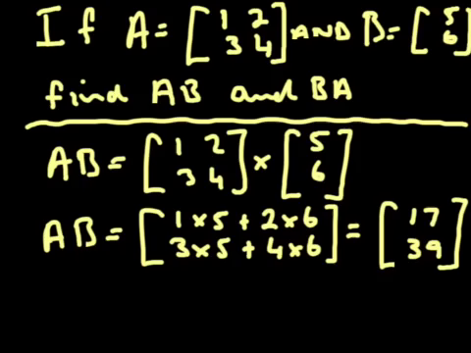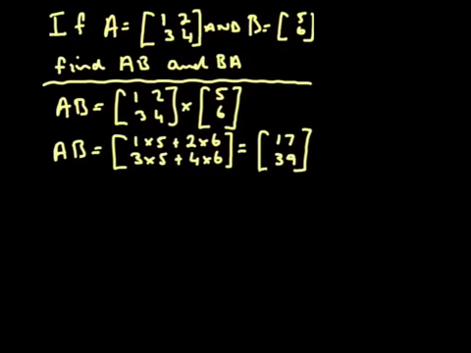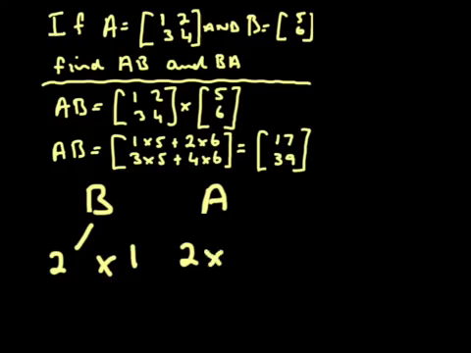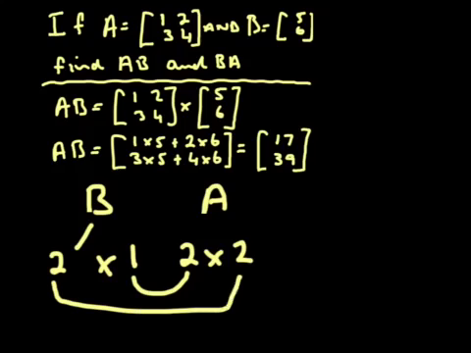Now let's have a look at BA. Well, the problem here is that the dimensions of B is 2 rows by 1 column, isn't it? And the dimensions of A, well, that's a 2 by 2 matrix. Now notice that these numbers here do not match, so we can't calculate BA. It will not result in a matrix. Okay, it will not result in a 2 by 2 matrix because it just can't be multiplied in the first place.